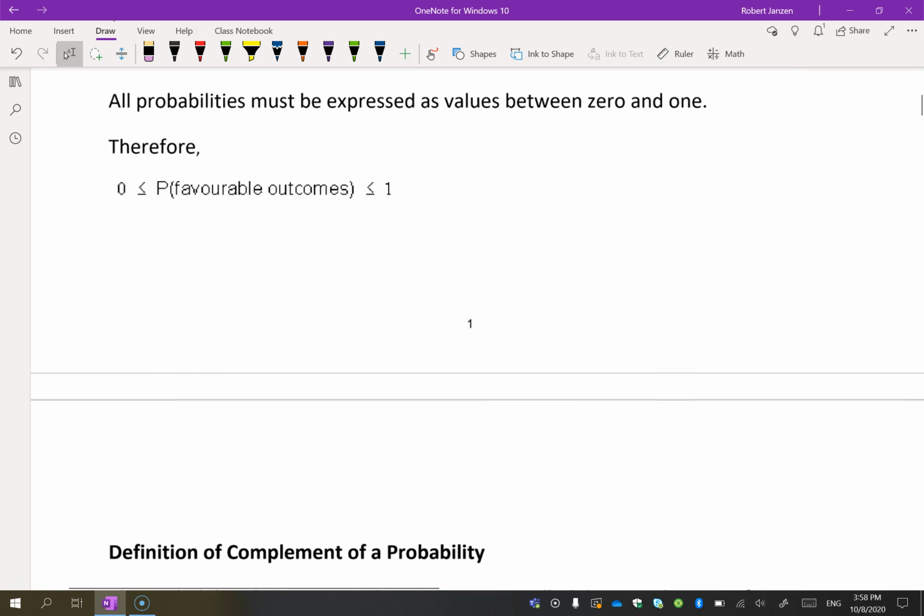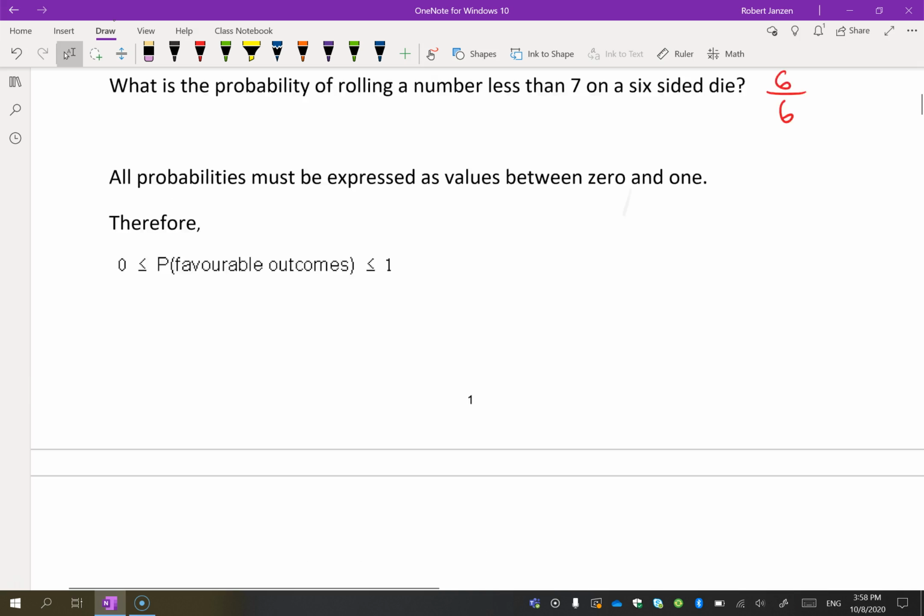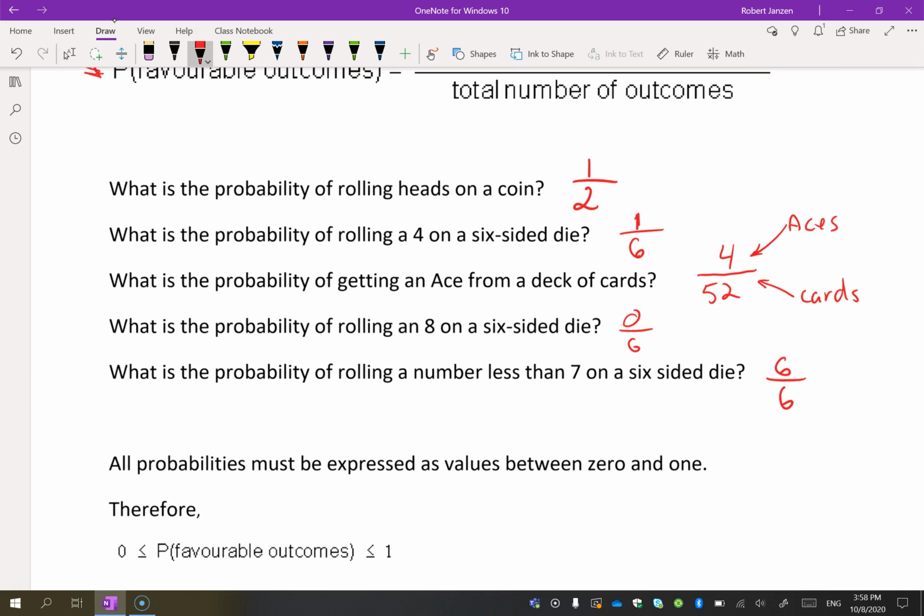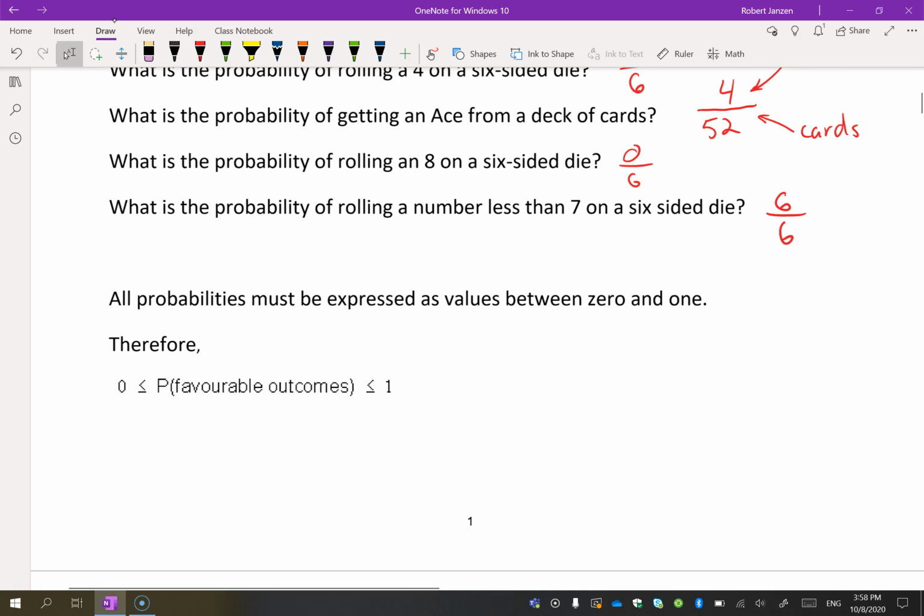Okay, so let's try a few questions. Oh, sorry, not quite. We're not quite done here. All probabilities must be expressed as values between 0 and 1. So if you look at all of these numbers here, what's the biggest number that you have? The biggest number would be 6 out of 6, which is 1. The smallest one would be 0. Probability can't be less than 0, and it can't be greater than 1. So it's always going to be something between 0 and 1. That's what this means.